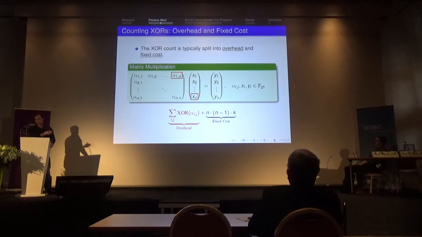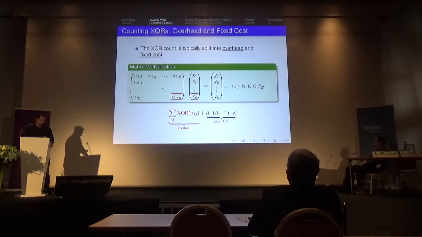We would do this for every row to multiply to compute all the outputs until the last row. So we really have to implement, if we think of it like this, multiplication with every element of the matrix. And so this is what's called the overhead. And here, this is then the sum of the XORs needed for every element multiplication.